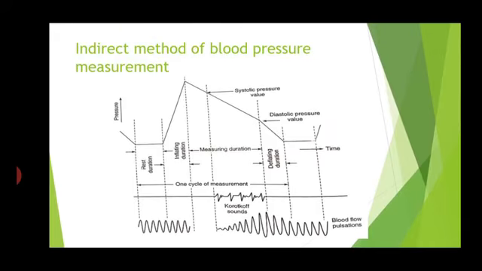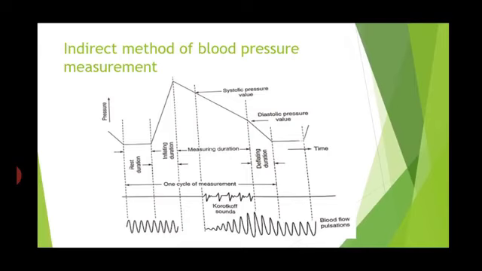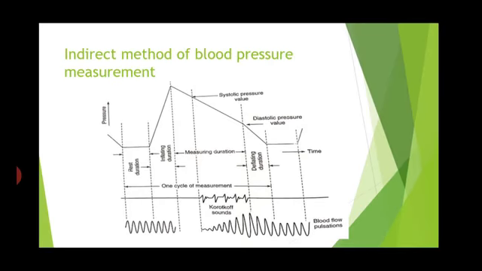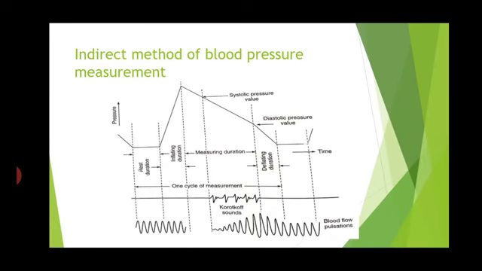Then about the sound. Till you get the systolic pressure, you have to show a straight line, which means there is no sound. Once you get the systolic pressure, you have to show the sound waveform, up to the diastolic pressure. After the diastolic pressure, again don't show the waveform. So this is the waveform of the indirect method of blood pressure measurement.